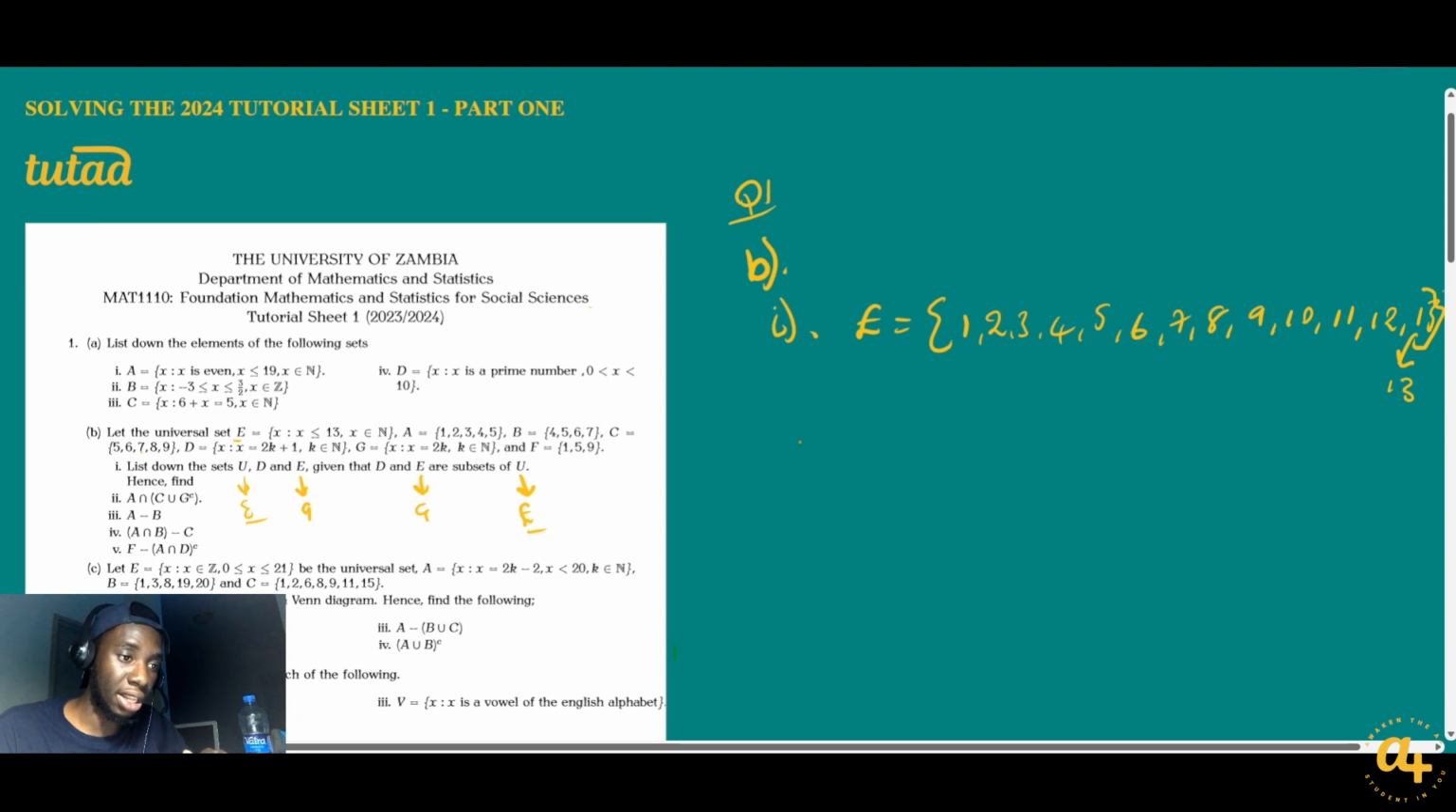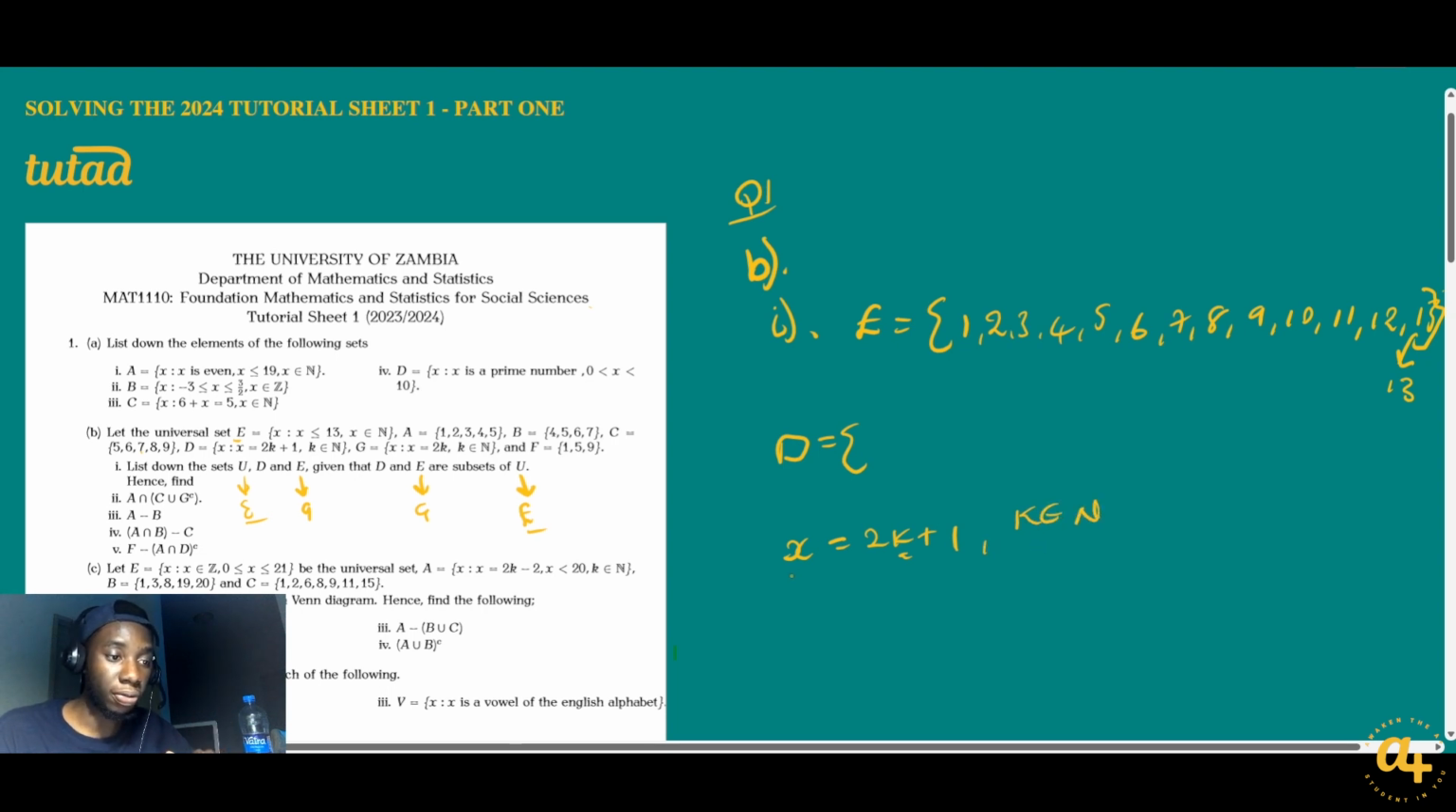Let's list down the elements in set D. What description have we been given about set D? The description we've been given is all elements x such that x is equal to 2k plus 1 and k is a member of the set of natural numbers. So what we have here is a situation where the element x, which is an element in the set D, is equal to 2k plus 1, and k, the one in this equation, is a member of the set of natural numbers.